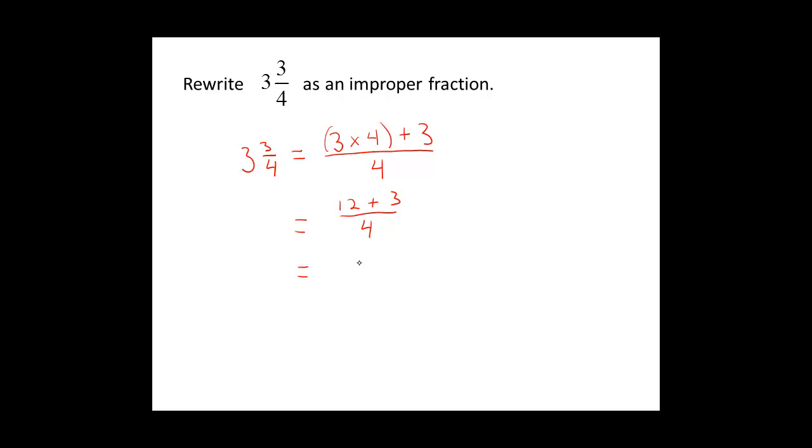12 plus 3 is 15. So 3 3/4 is equal to 15/4. Rewrite 2 3/7 as an improper fraction.